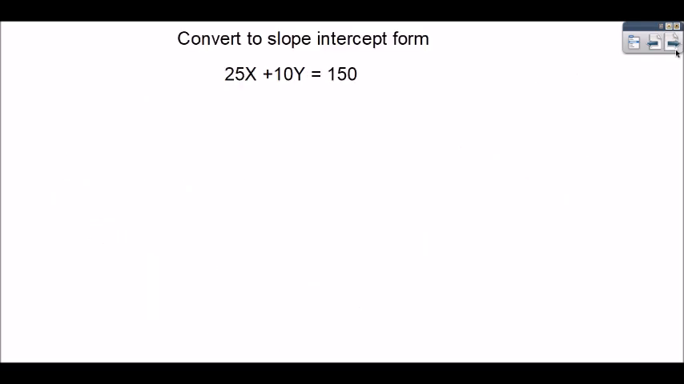The thing that they might ask you to do is convert it from standard form into slope-intercept form. So all I need to do is move this x to the other side and divide by 10.